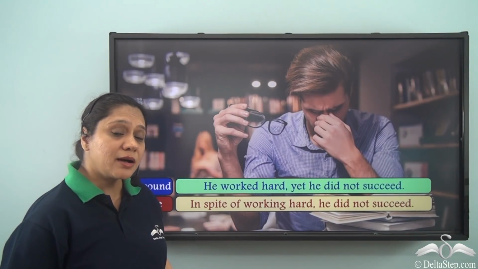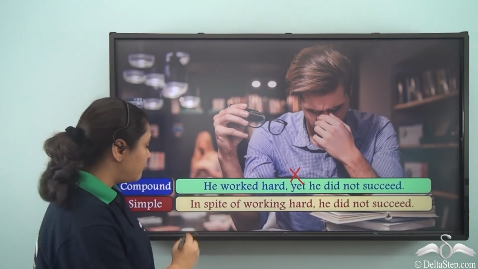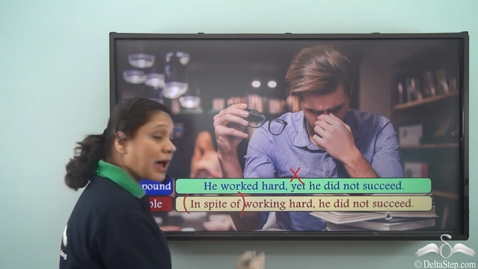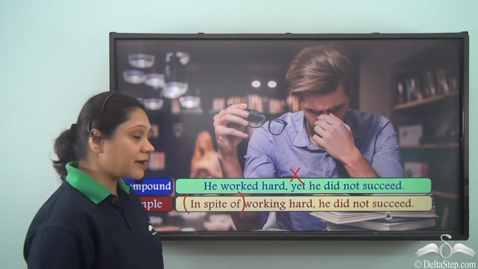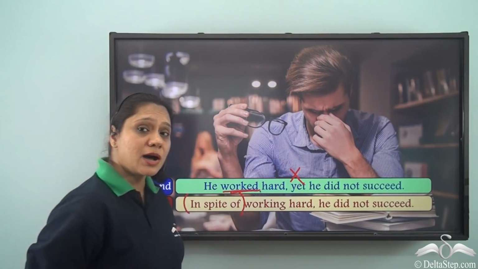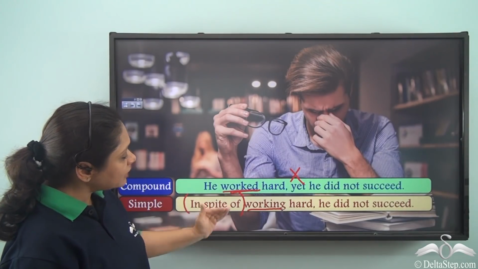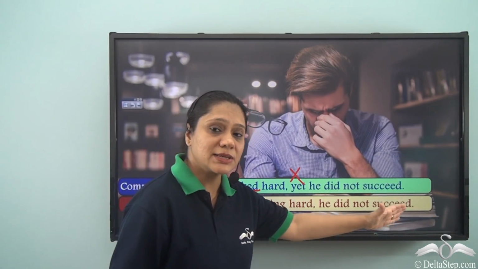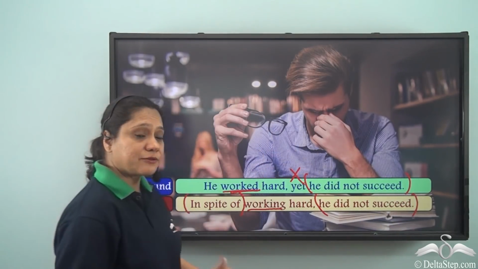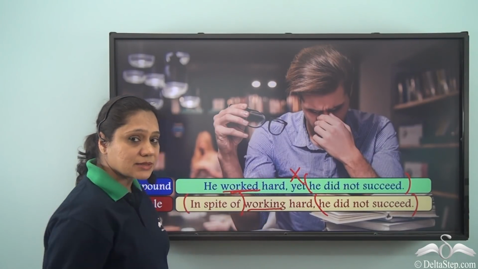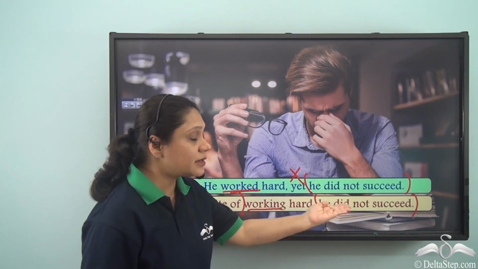So what have we done here? First and foremost, we have removed the conjunction yet, and we have included the phrase in spite of to convey the same meaning. Moreover, we have changed the finite verb worked to its non-finite form working, and we have, in spite of working hard, he did not succeed. So this part remains the same and we have changed this part of the sentence.